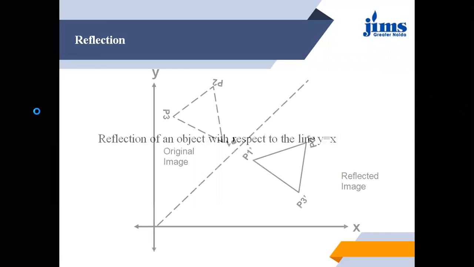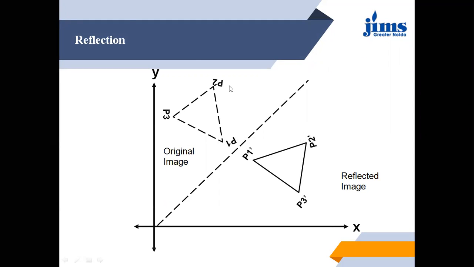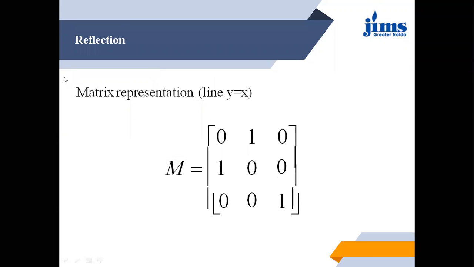Let us see. Suppose, as I told you in the last diagram, this is our original image P1, P2, and P3, and we have to reflect this with respect to this line. Then the values will be P2 dash, for an example, this is P3 dash and P1 dash. This is the reflective image. Now we will see the matrices for that, that is 0 1 0.